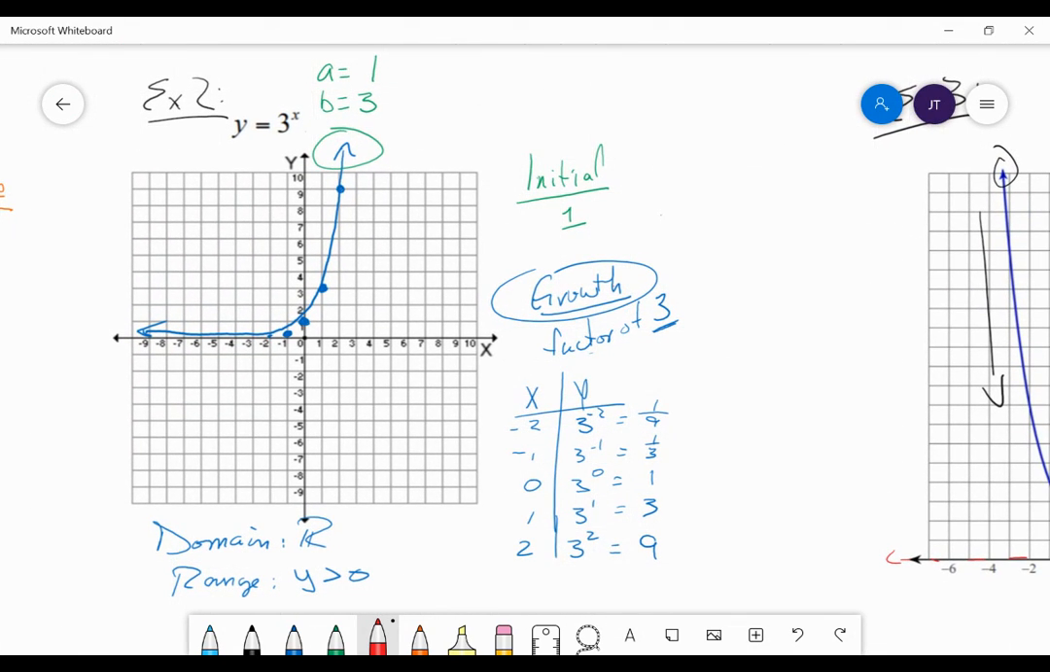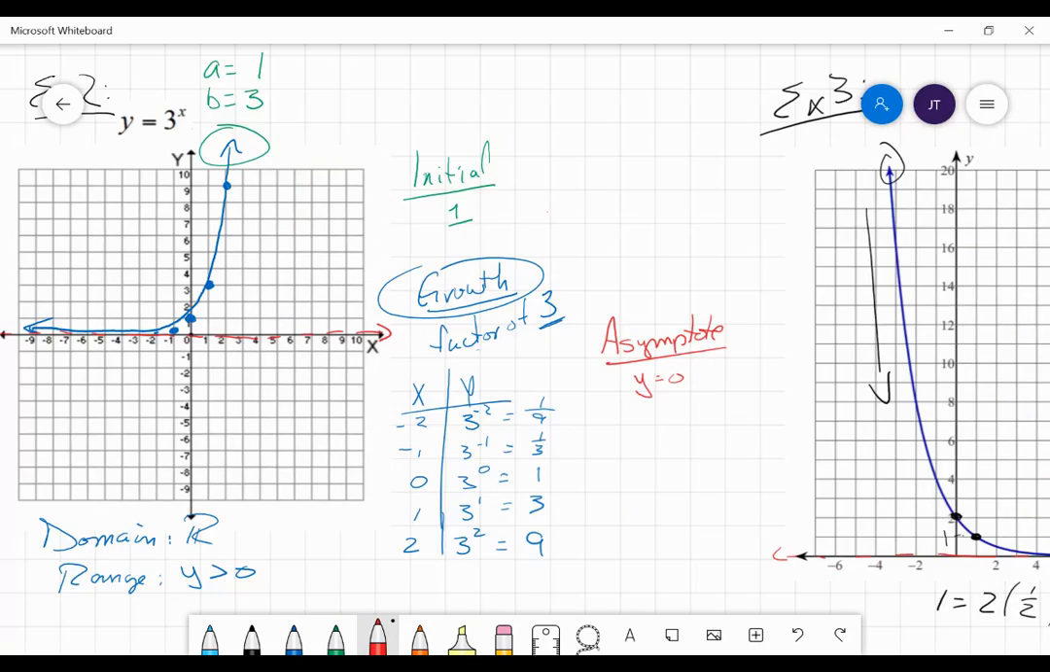Once again, I forgot something else. I didn't do that for example 2, which is also at 0. So for number 2, our asymptote is y equals 0, because right there, the x-axis, which is where y is 0, the graph gets closer and closer and closer to, but will never actually touch.